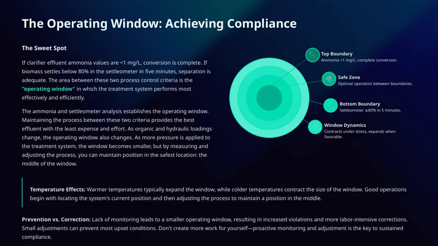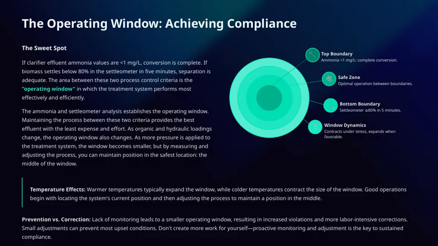The goal is to operate within this safe zone, between those two limits. Temperature also plays a role here. Warmer temperatures generally expand the operating window, making it easier to stay within optimal conditions. Colder temperatures tend to contract it, so we need to be especially vigilant in those conditions. The key is locating where your system currently sits within this window, and then adjusting your process accordingly to keep it centered. Finally, I want to emphasize prevention over correction.